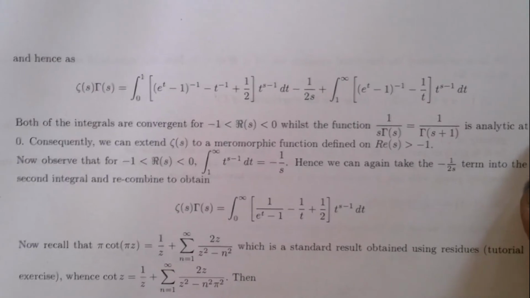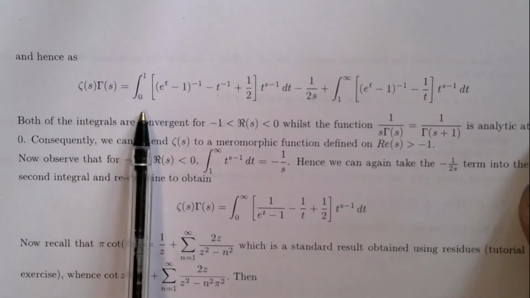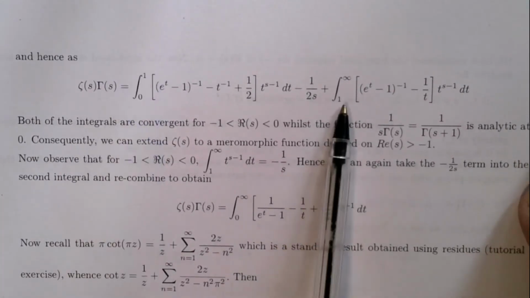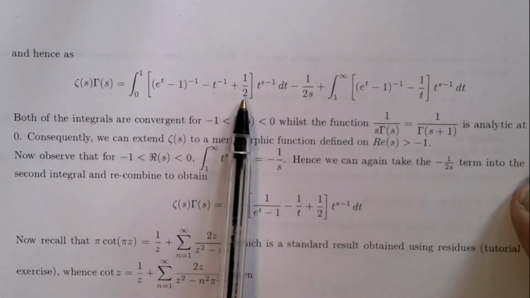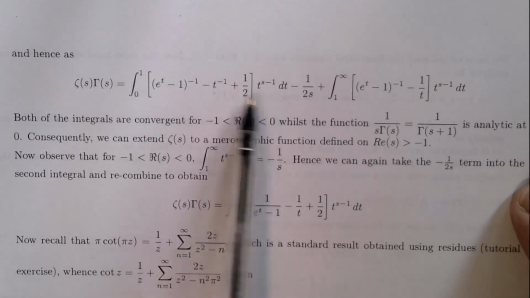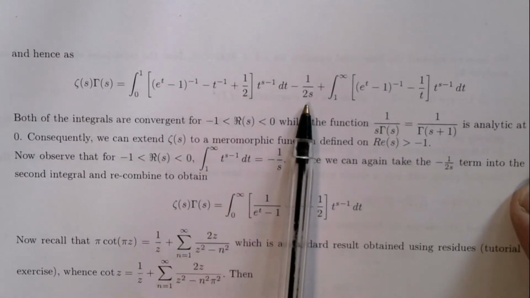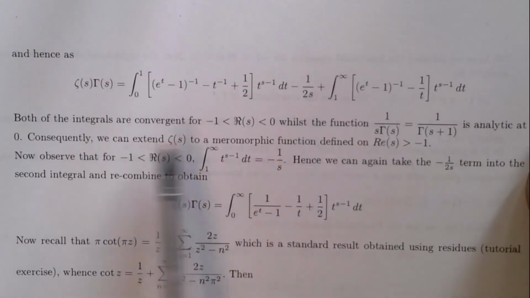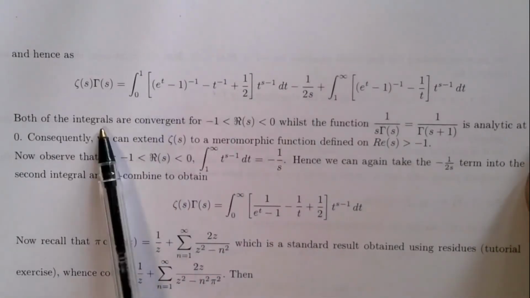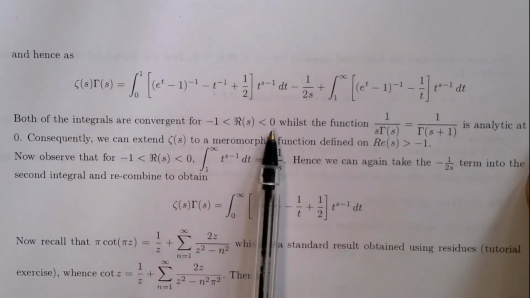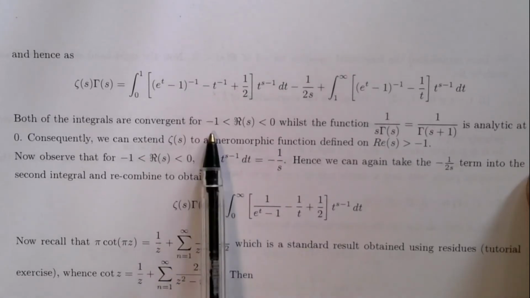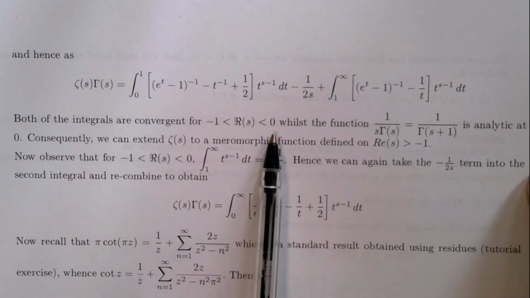I'm going to split this as we did before into the integral from 0 to 1 and the integral from 1 to infinity. And again, I'm going to add in this half times this one, and then I have to subtract its value. And I get this one here. Now, both of these integrals are convergent for the real part of s between minus 1 and 1. We can now push the boundary even further. Both of these converge for the real part of s between minus 1 and 0.